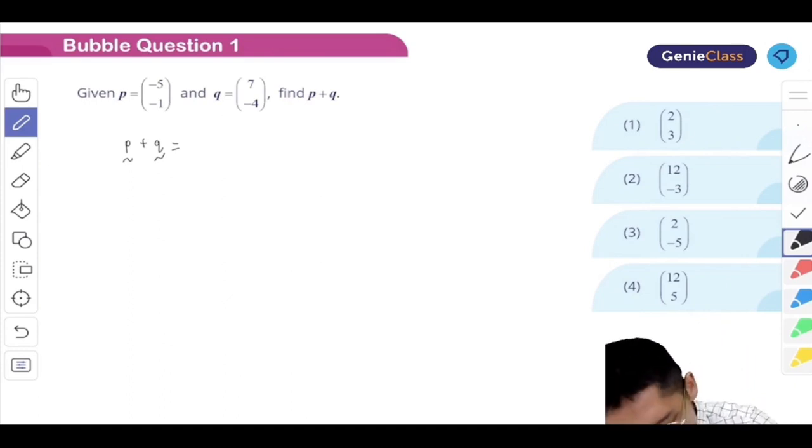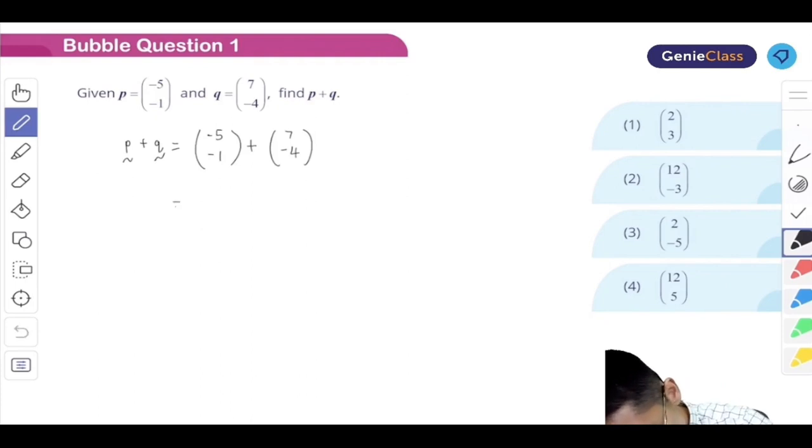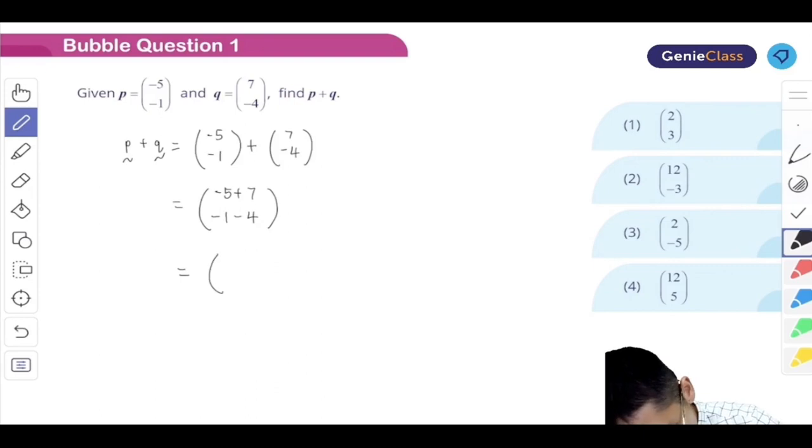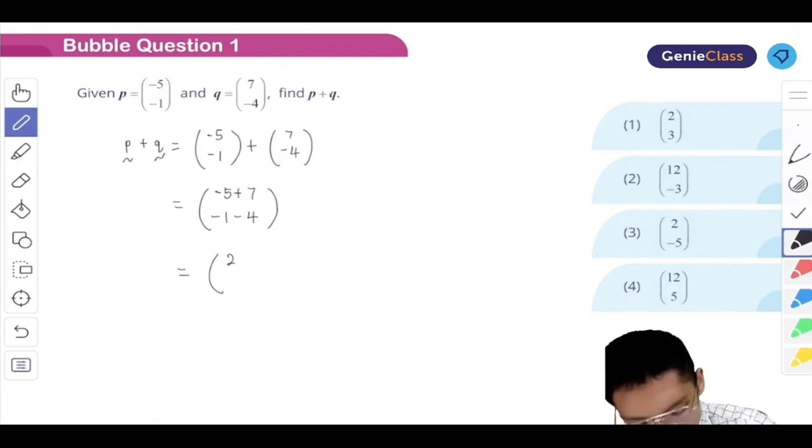Now, P plus Q. Negative 5, negative 1, plus 7 and negative 4. Alright, now how do we actually do this? In this case, just add them together. Negative 5 plus 7, negative 1 minus 4. Okay, negative 5 plus 7 is going to be 2. Some of you, I think, did 5 plus 7. You all forgot the negative sign. And in this case, negative 1 minus 4 is going to be negative 5.